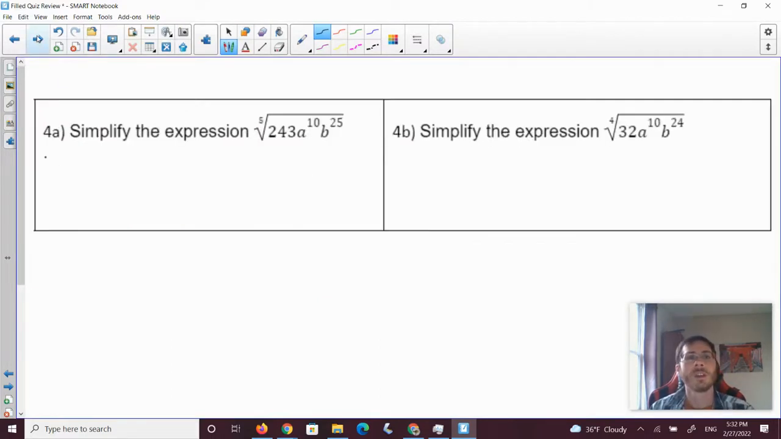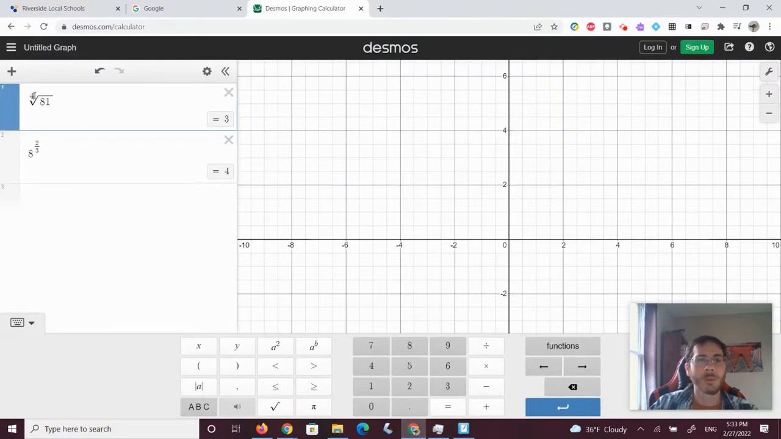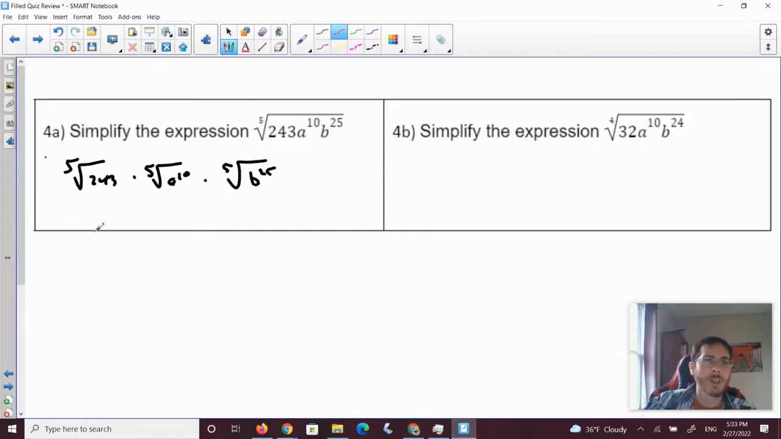All right. For number 4, we want to simplify this expression. So we're doing the fifth root of each of these things. So we want to rewrite it as the fifth root of 243 times the fifth root of a to the 10th times the fifth root of b to the 25th power. Well, the fifth root of 243, again, if we wanted to, we could try and figure that out. That's the first thing to do, is always see if it works out. So the fifth root of 243 is just 3. So we're done at that point. So we can just put a 3 down. Again, since it's odd, that means that whatever answer we get is the answer.